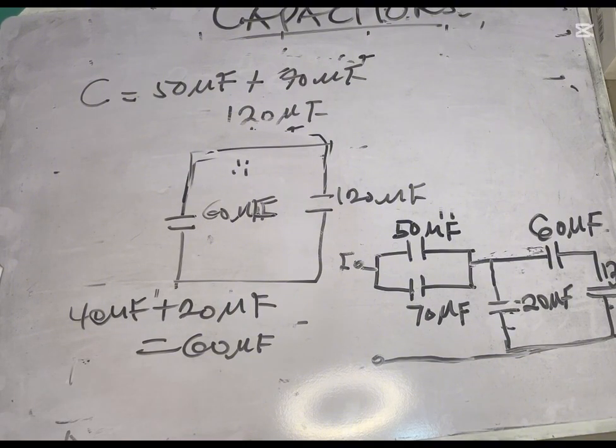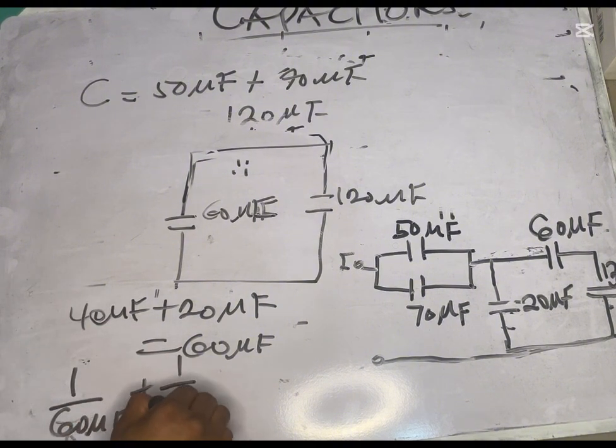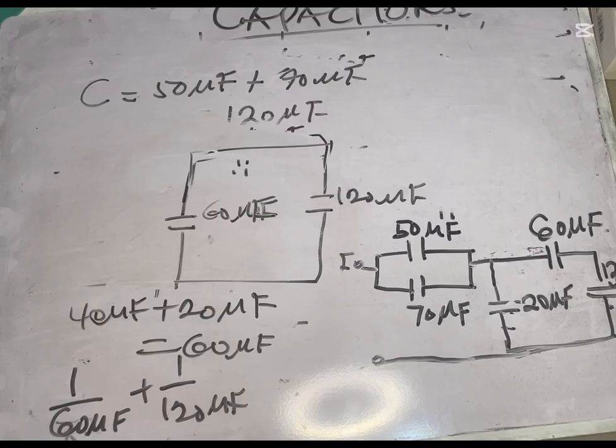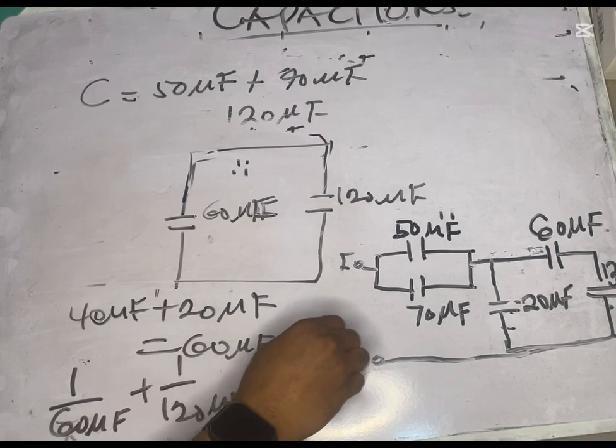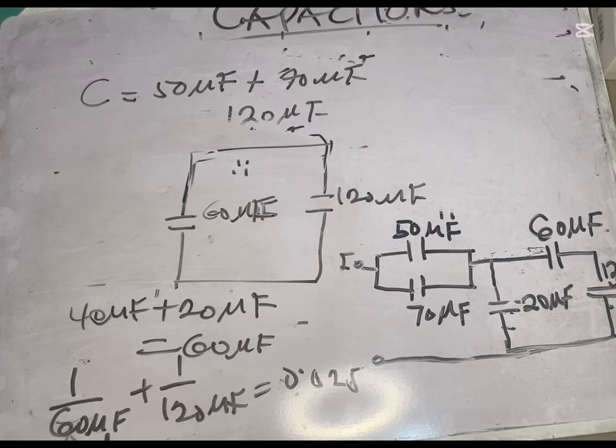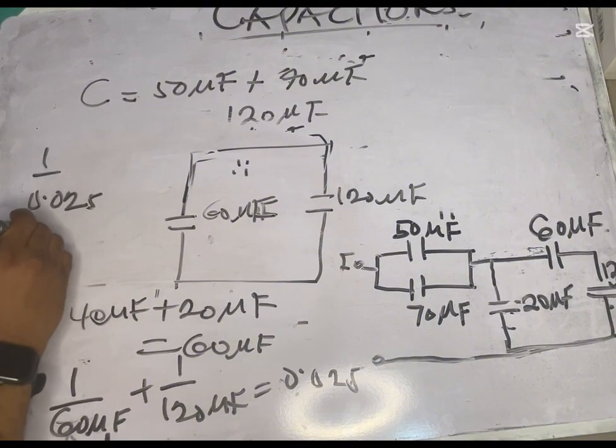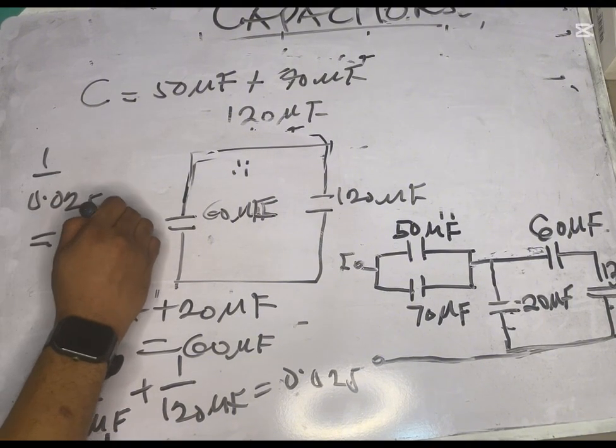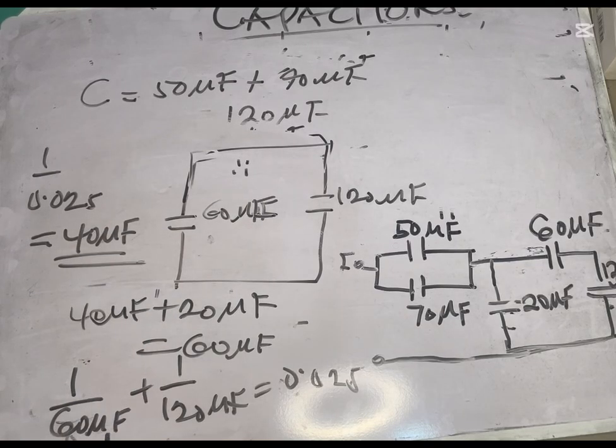So this will now be 1 over 60 microfarad plus 1 over 120 microfarad. That will give you 0.025. Then 1 over 0.025 is going to give you 40 microfarad. So this is your final answer. You've ended up resolving this circuit, and the answer is 40 microfarad. All right, so that is that.